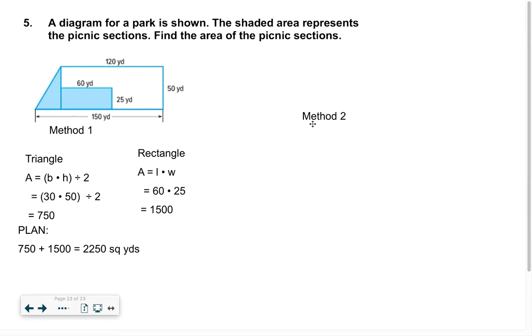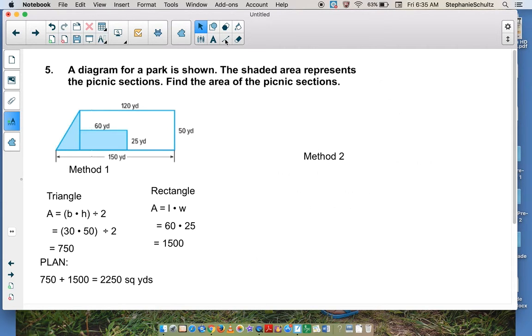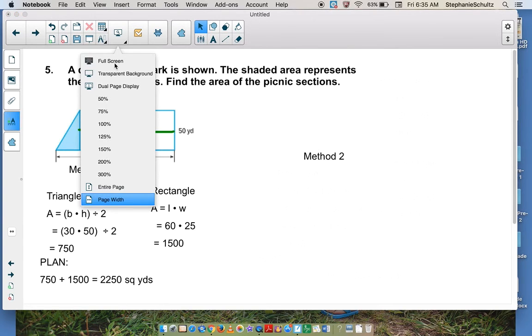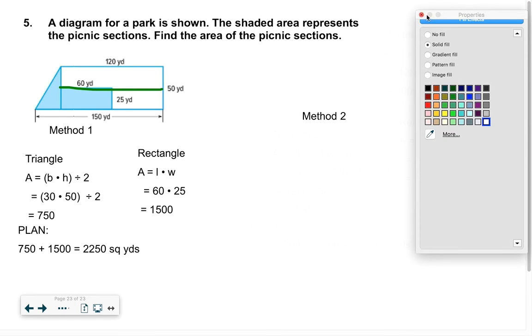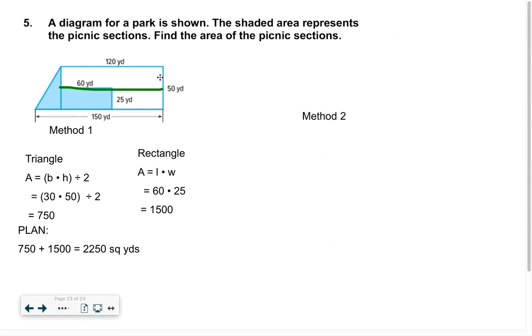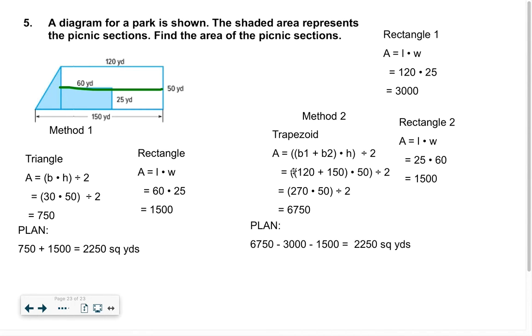My method 2 was a little bit different. I found the area of the entire trapezoid, and then I subtracted a rectangle that you can see here. I'll draw a line real quick. I cut it like this. So, there you go. I cut it like that because my thought was I can find the area of this entire trapezoid, and then I can find the area of this rectangle and this rectangle and subtract them. So I found the area of the whole thing, and then I found the area of the unshaded pieces, and I subtracted them. So this is how I did it.